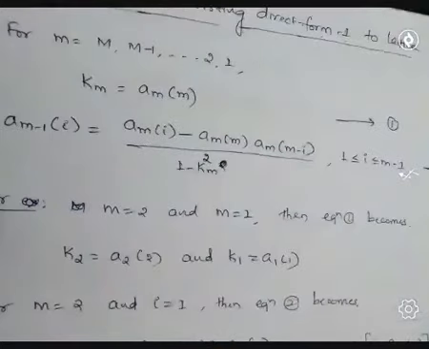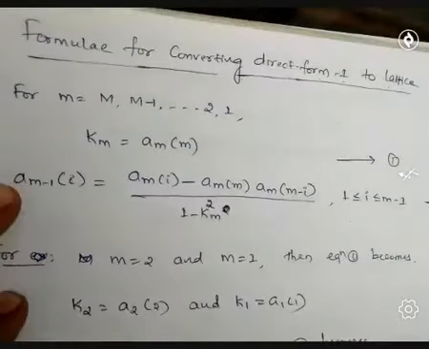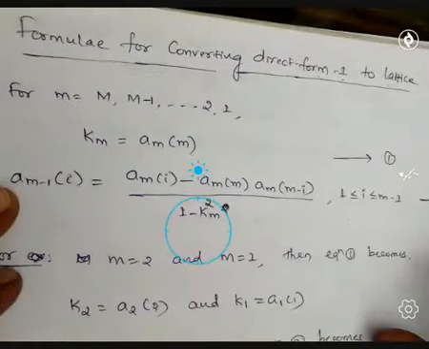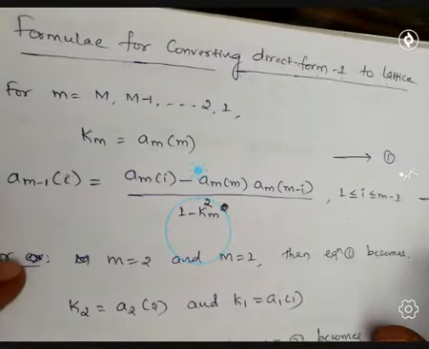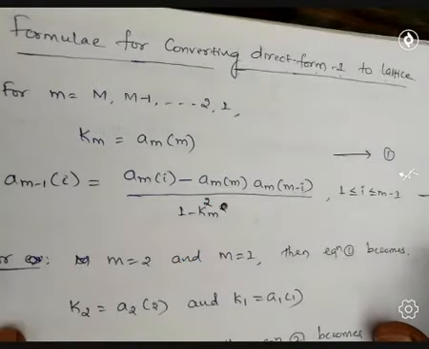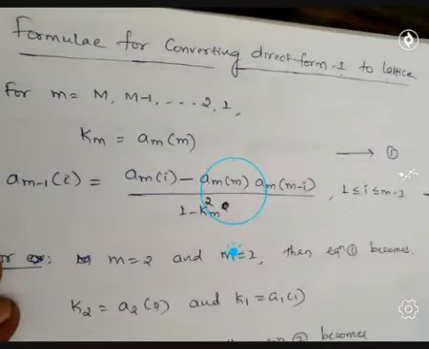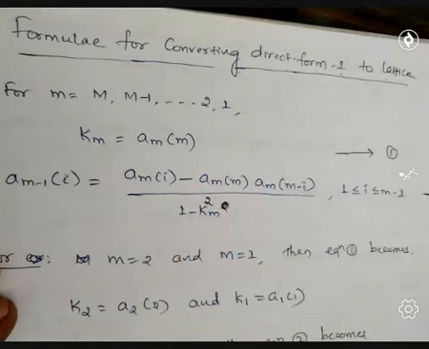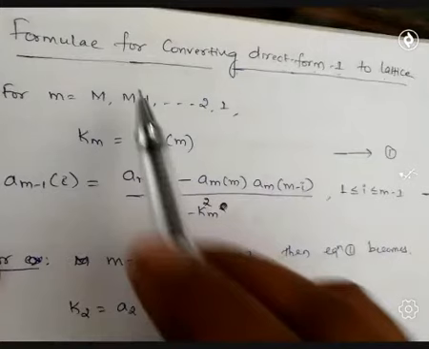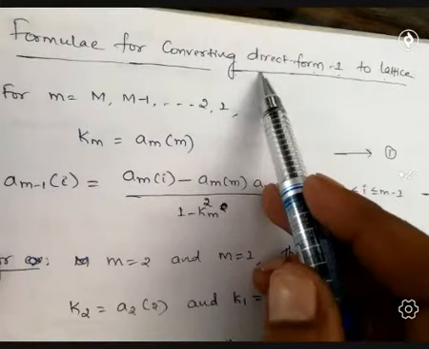Formulae for converting direct form to lattice structure. In the examination, you may be given the direct form, and with the help of the direct form, we have to calculate and sketch the lattice structure. Sometimes the lattice structure will be given, or sometimes the coefficients of the lattice structure will be given, and we have to sketch the direct form. So first we'll see how to convert from direct form realization to lattice structures.